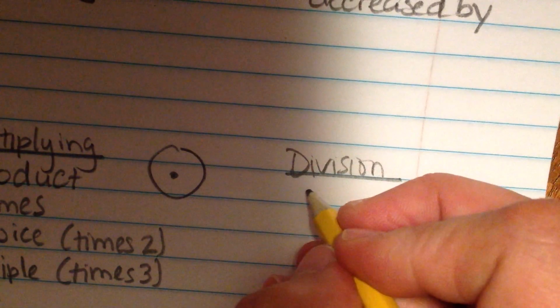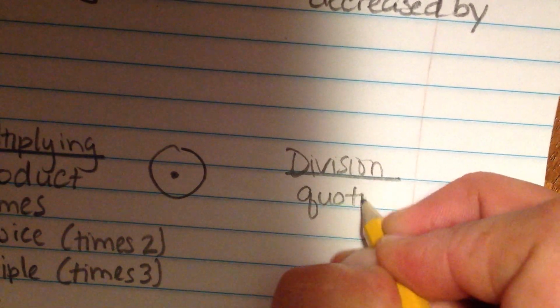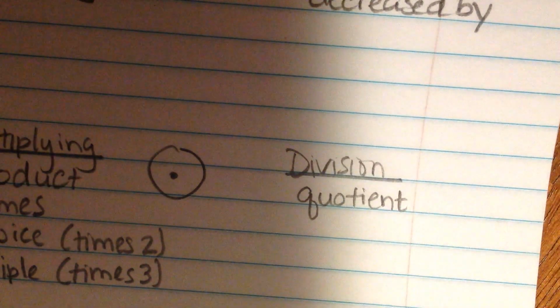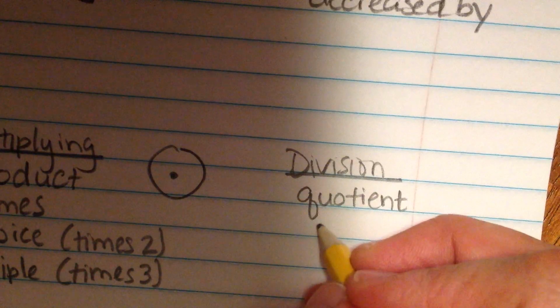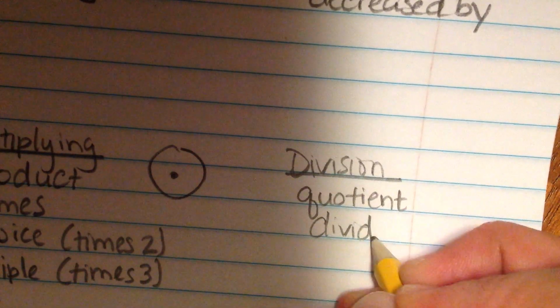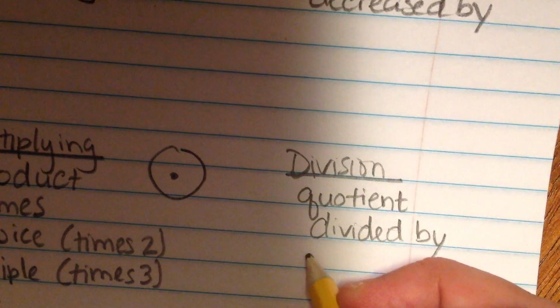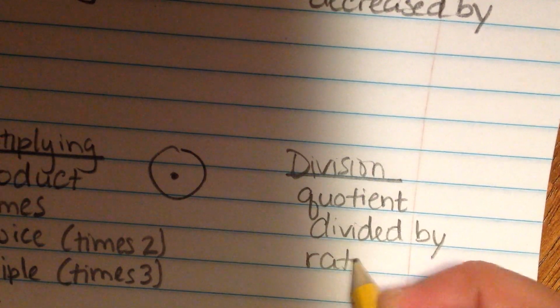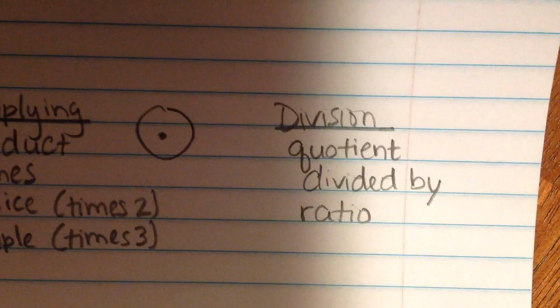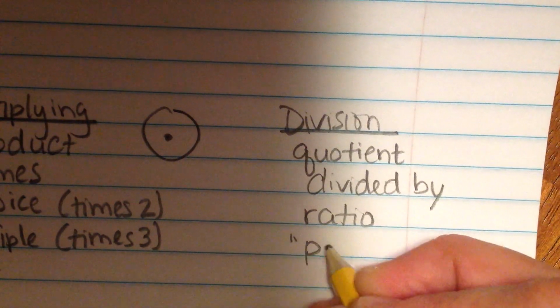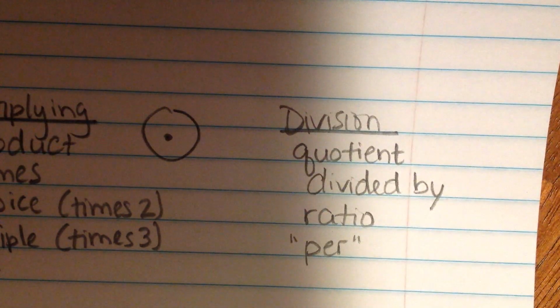Alright, now what are some clues that we will be using division? The answer to a division problem is called a quotient. They might also say divided by. They might actually use the word ratio, or they might use the word per, like miles per hour. Alright, let's try some practice ones.